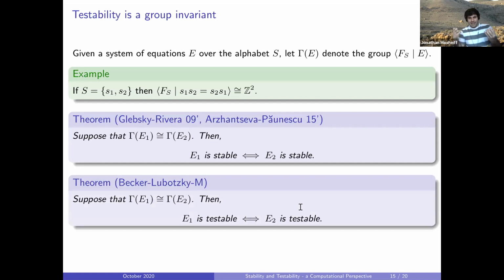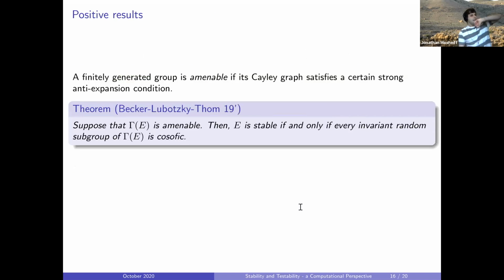And now I can finally show you some results about systems of equations that are testable. Of course, any system of equations that's stable is also testable, right? Because it's testable by the sample and substitute algorithm. But what about systems of equations that are not stable but are still testable? So now I'm going to show you some of those. So here are some positive results.